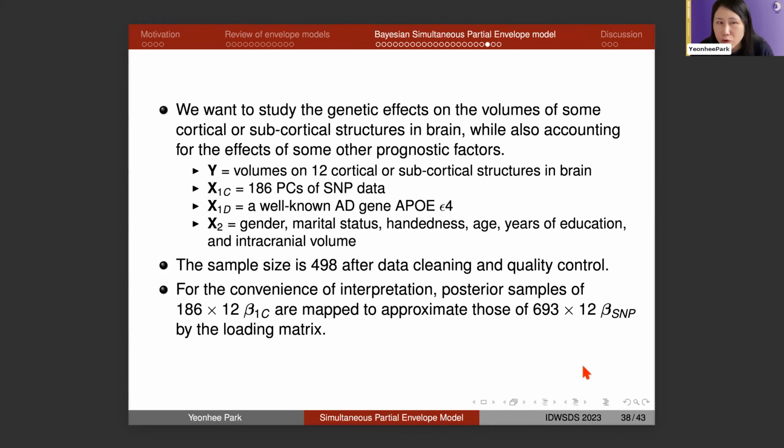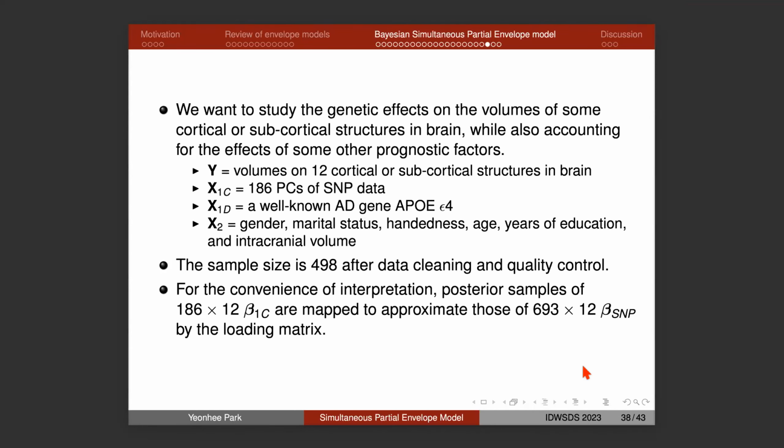So we take the response as the brain volumes on 12 cortical or subcortical structures, and we take X1C as the 186 principal components of the SNPs, X1D as the APOE gene. And X2 is the remaining prognostic factors such as gender, marital status, handedness, age, education, and so on.